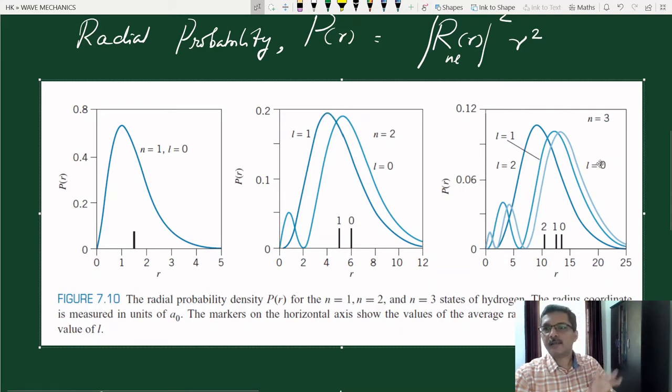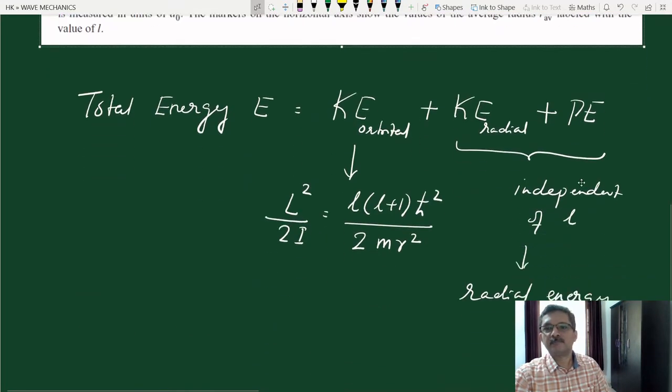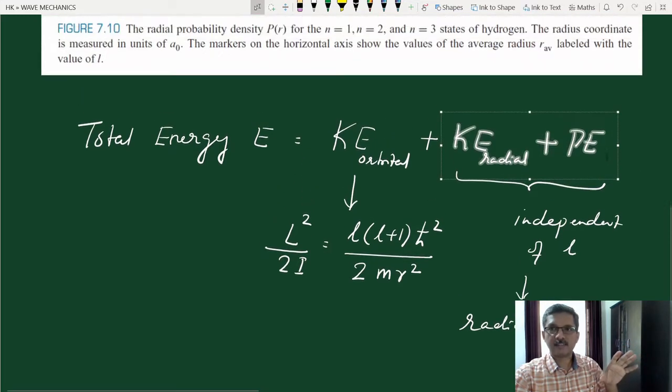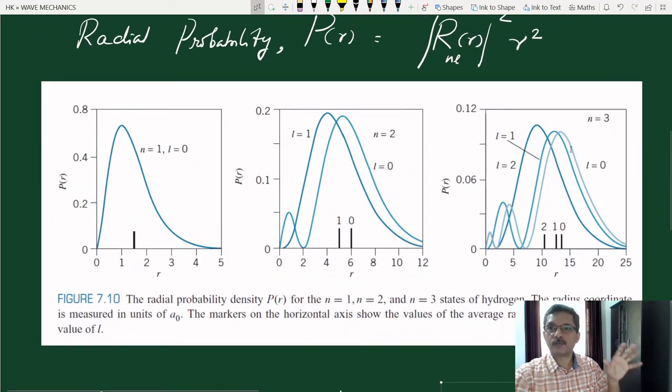And when you come to n equal to 3, this right plot, this 3s state has 3 antinodes, the 3p state has 2 antinodes, whereas the 3d state has only one antinode. So as l increases, the radial orbital kinetic energy increases for a given n, but the radial energy should decrease. When radial energy decreases, there is a decrease in antinodes for the radial probability density, or radial probability we can say. So that is the reason for this variation of antinodes.